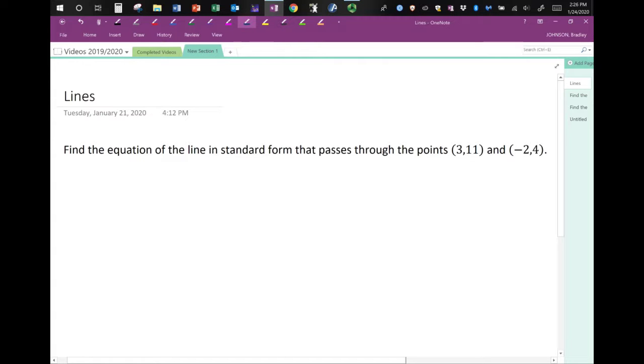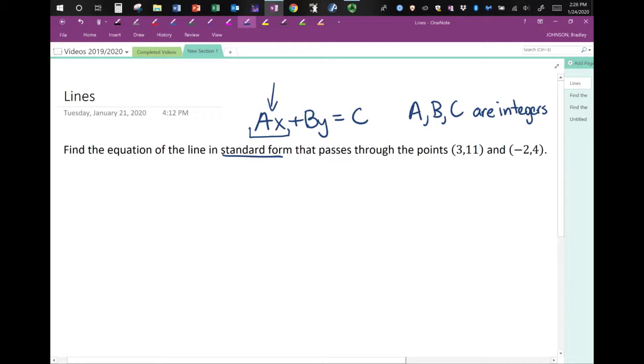Hello, my name is Professor Johnson, and today I will show you how to make an equation of a line and write it in standard form. So first things first, what is standard form? Standard form is the form ax plus by equals c, where a, b, and c are integers, and the most important part is that we want to make sure the ax piece is positive.